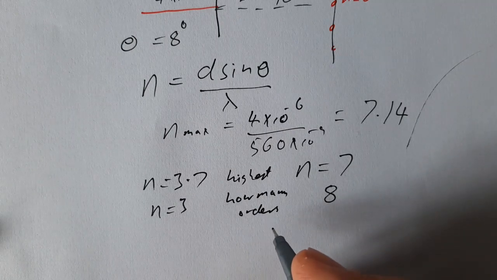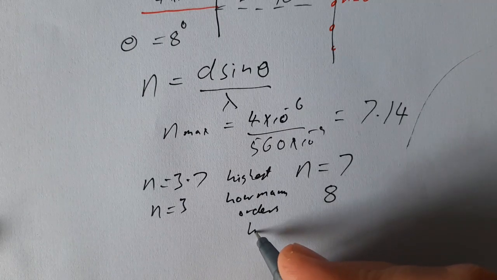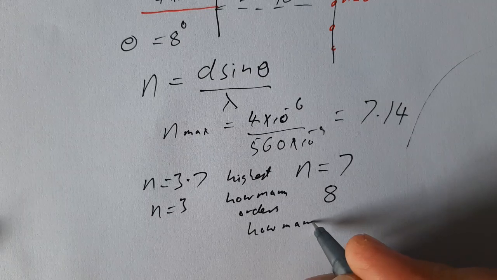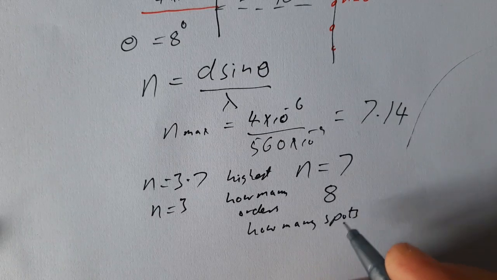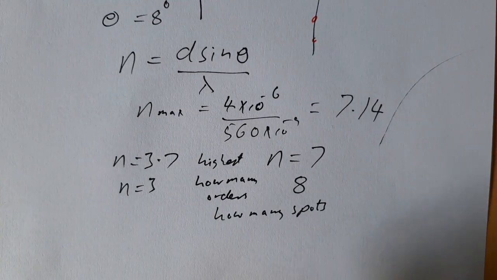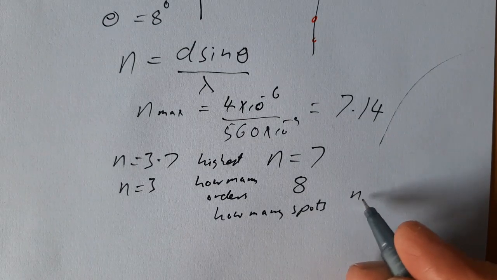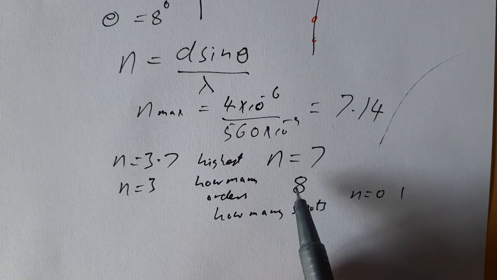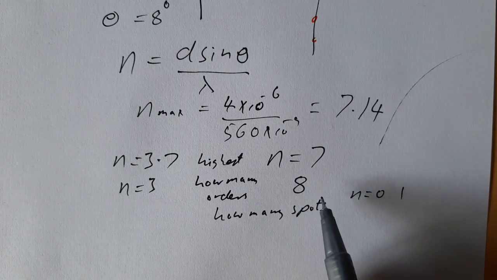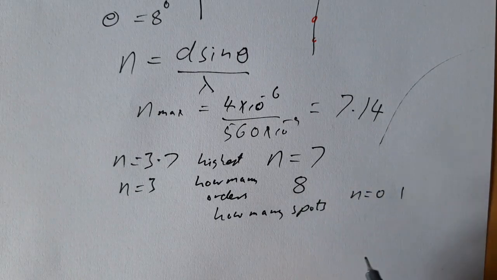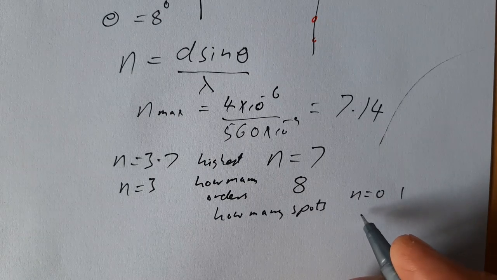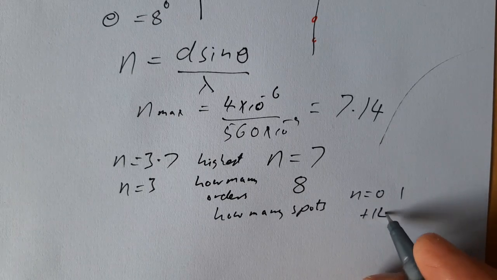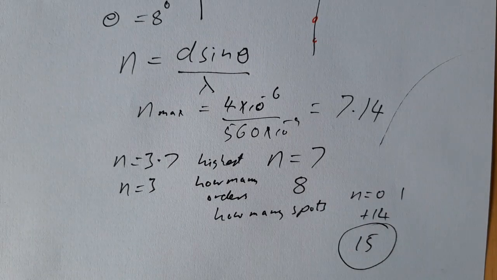And then finally, how many spots, or how many bright fringes would we see on the screen? Well, we're going to see one in the center, n equals 0, so that's 1 spot. And then we get 2 spots for every order, don't we? So we get 2 for n equals 1, 2 for n equals 2. So it's plus 14. So there will be 15 bright spots on the screen.